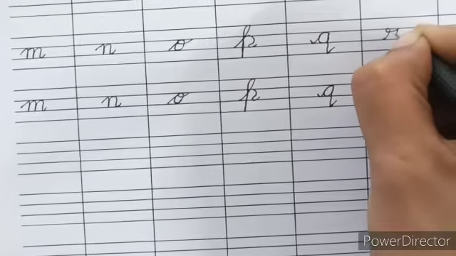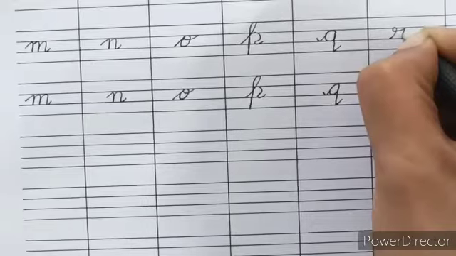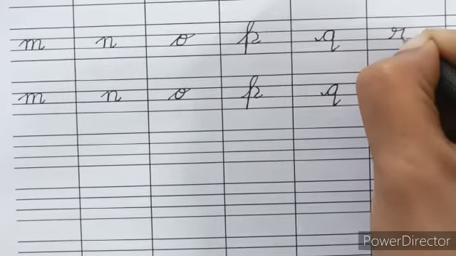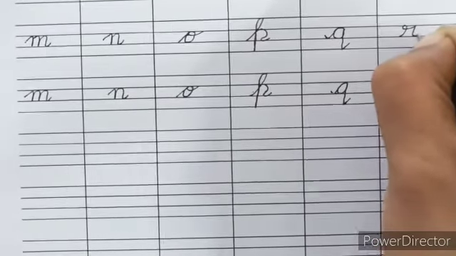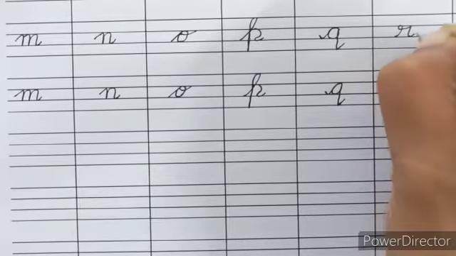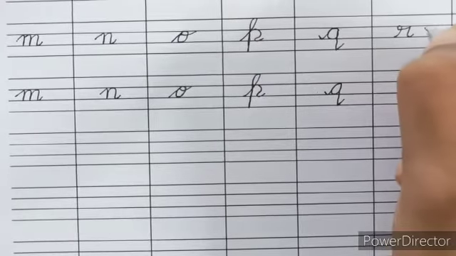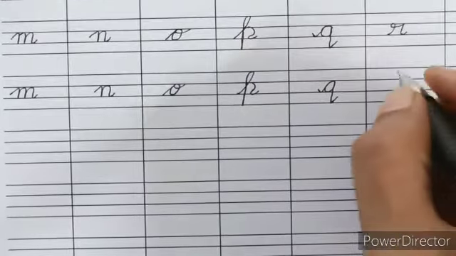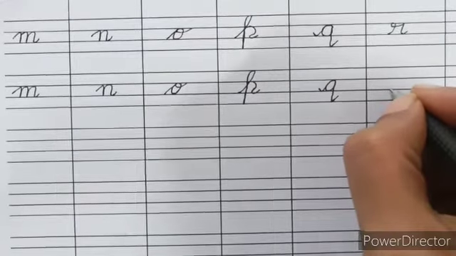once again touches the second line, a lightly curved line to touch the third line and finish it off with the connecting curve. This is R. I'll show once again.